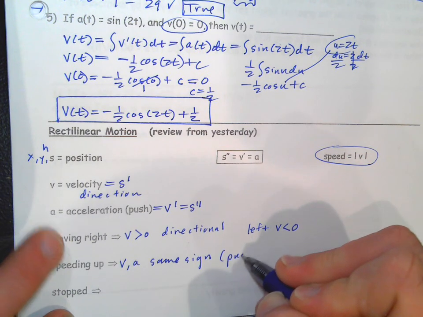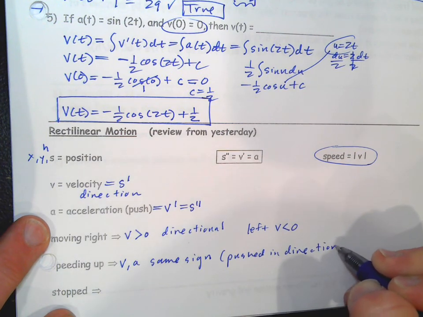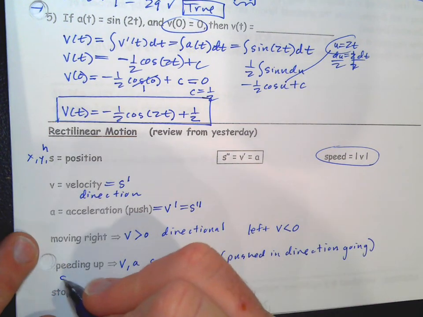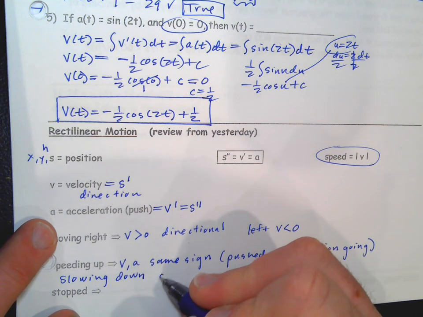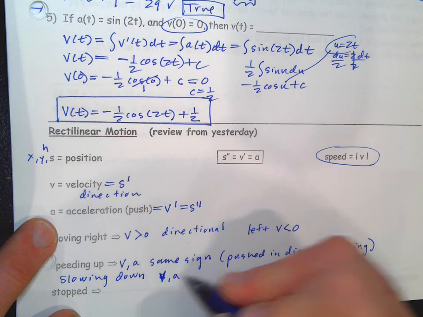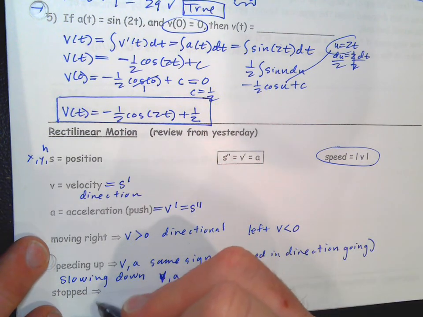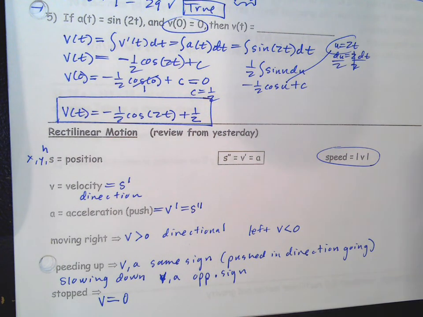It's like you're being pushed in the direction that you're already going, right? If someone pushes you in the direction that you're already moving, it's going to push you forward. Slowing down is going to be when velocity and acceleration have opposite signs. So they're working against each other. Stopped is when velocity equals 0. And it could be instantly stopped when it changes direction. It actually has to go through velocity of 0. So a lot of times we call those turning points.